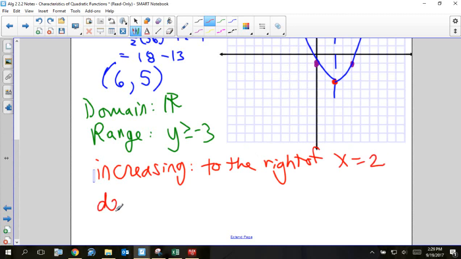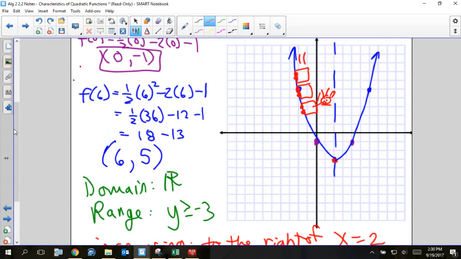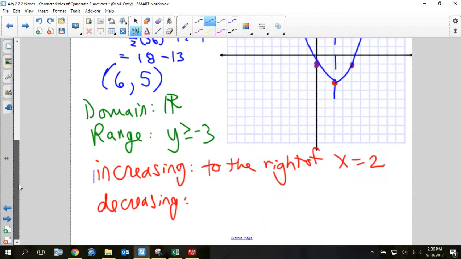And then we have to describe decreasing. Where's it decreasing? To the left of x equals 2.